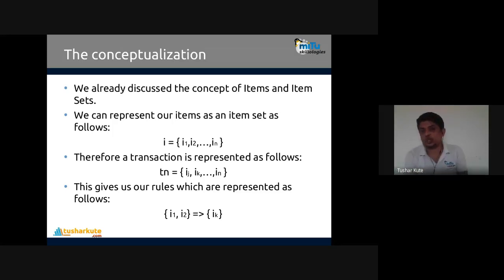Antecedents. In practical, I'll show you how they are created. Antecedents and consequents. Antecedent means "if this", and consequent means "then that". Antecedent and consequent. Let's see.